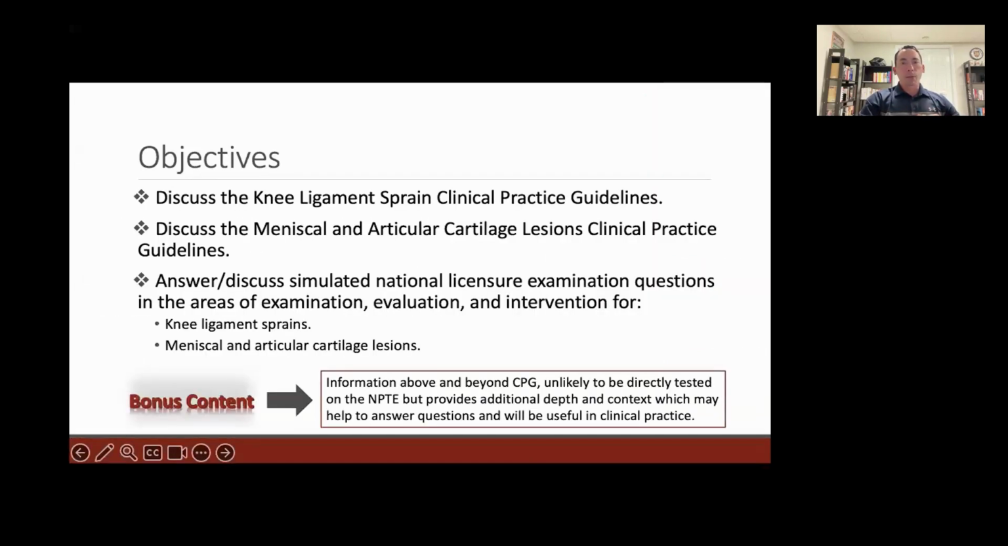So here are our objectives for tonight's talk. I'll let you read through those. And then what you see at the bottom, you'll see the words bonus content on some of the slides. That information is above and beyond what you'll see in the clinical practice guidelines, and it may not be directly tested on the exam, but it provides additional depth and context, which is definitely going to help you answer questions and be useful in clinical practice.